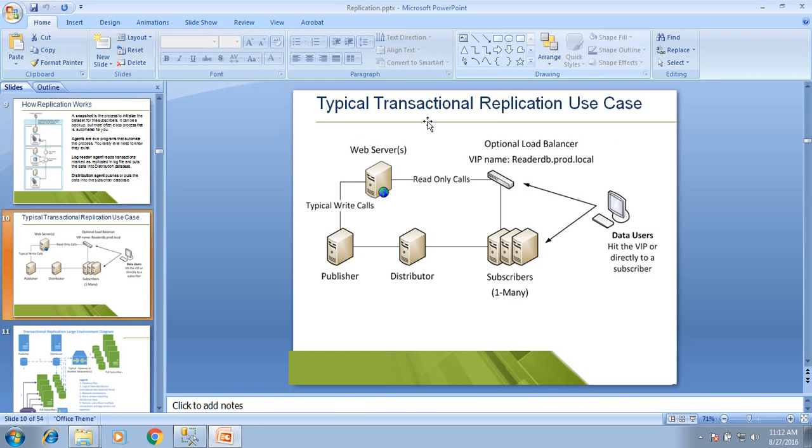So, typical transactional replication. Here we have the data user, which could directly subscribe to a certain publisher, or it will go through a certain subscriber. The subscriber will communicate to a distributor, which is managed by a certain publisher. This is the typical illustration of how to implement replication throughout a network.